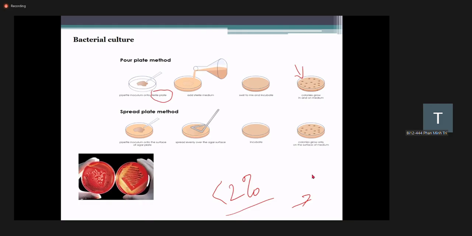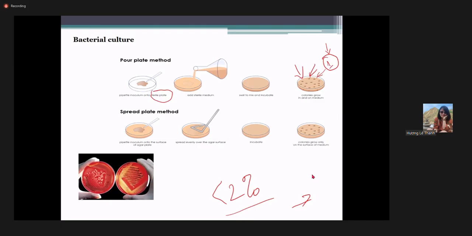Some clones grow on the medium. Actually, this one is a colony here. This is one that originates from just one material, so they can grow to make a colony.